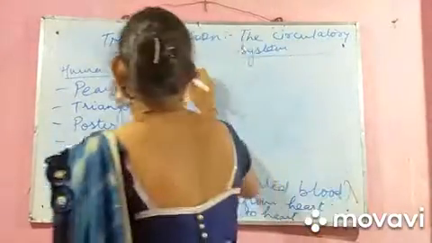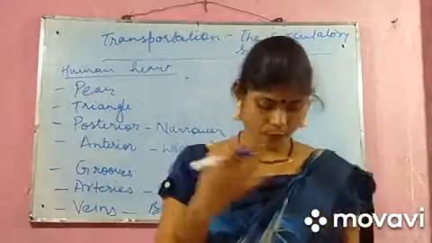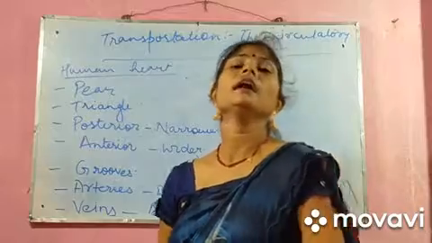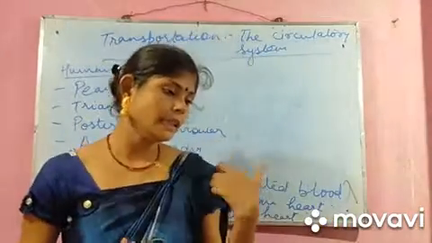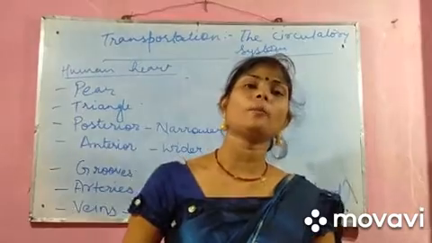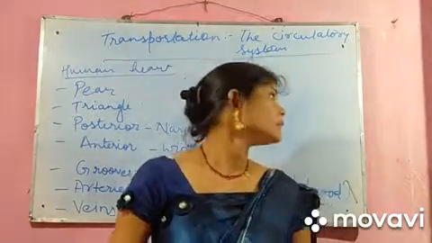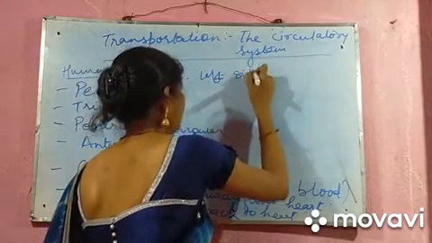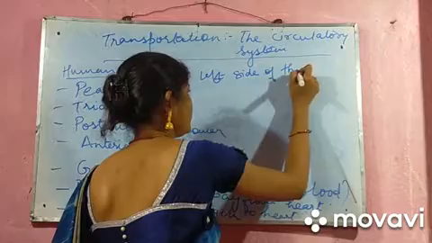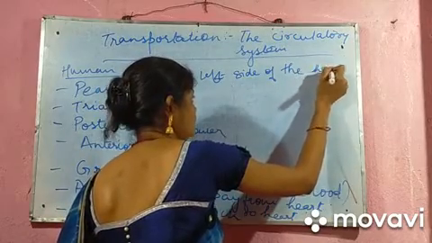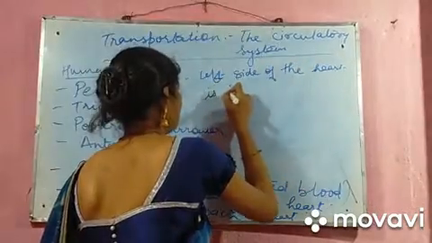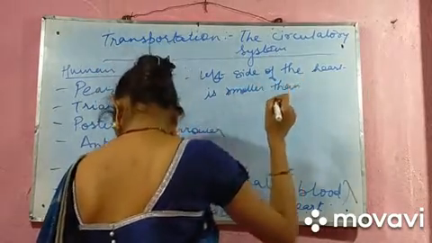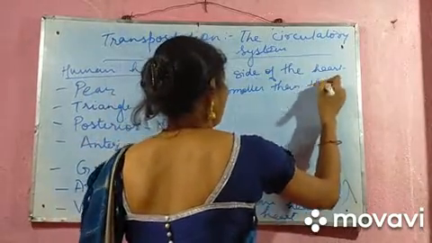Here, one more thing. If we compare the size of the left side of the heart and the right side of the heart, then we will see that the left side of the heart, the left side of the atrium also we can say, is smaller than the right one.